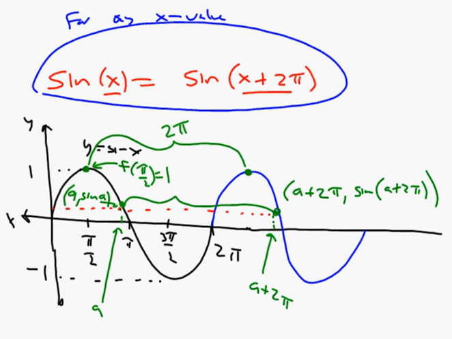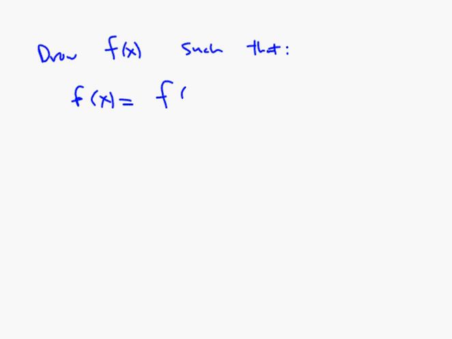Now, here's a fun little fact. Suppose I'm thinking of a function and I say, draw f of x such that f of x is equal to f of x plus 2 pi. So the question I'm going to ask is, do you have to draw y equals sine x? Are there other functions? Okay, one example is y equals cosine x.